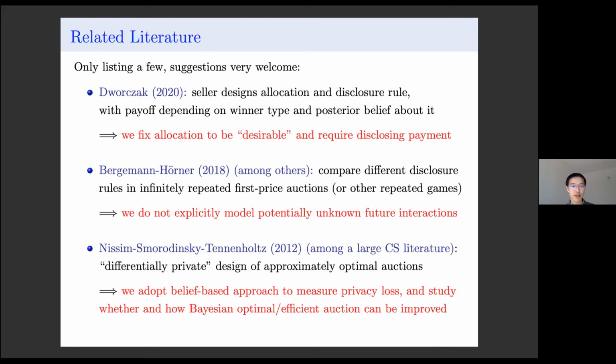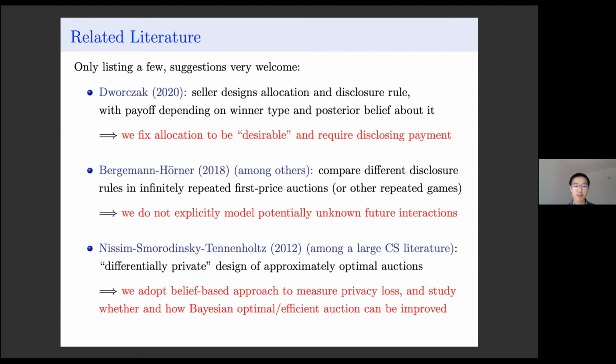Dirk and Johannes, as well as many other papers, study a problem where there are repeated interactions, where information gleaned in prior interactions can be used in future periods. As I discussed, in our project, we're not really explicitly modeling future interactions, which are potentially unknown.